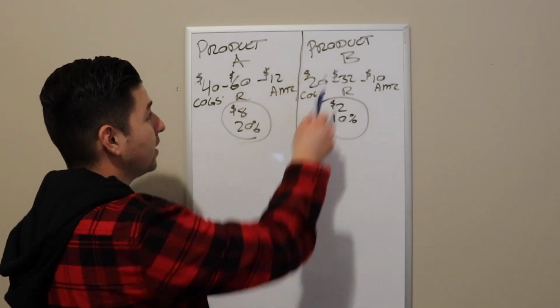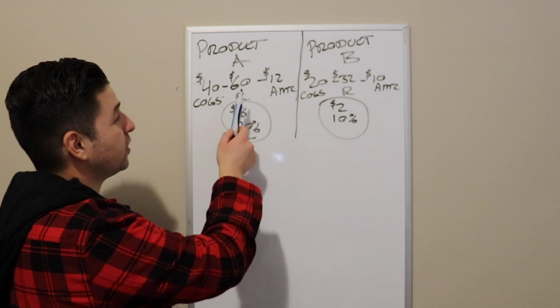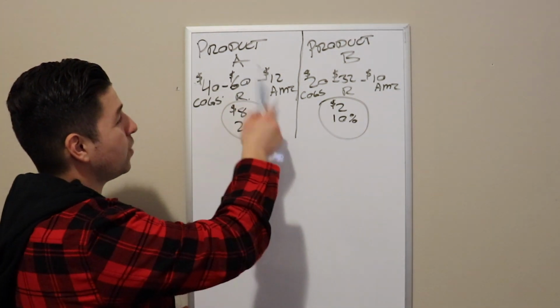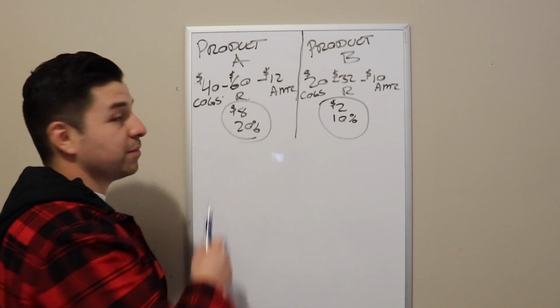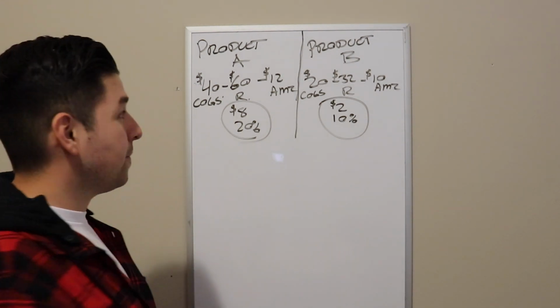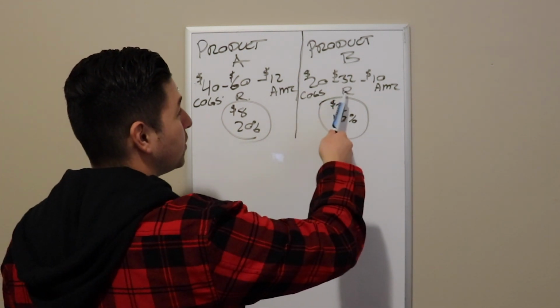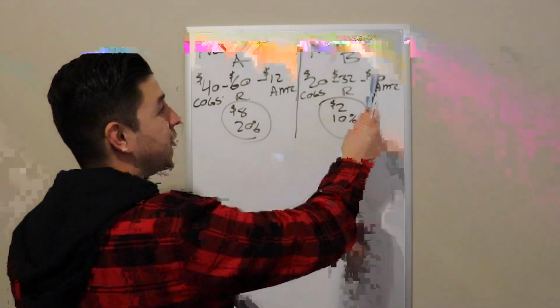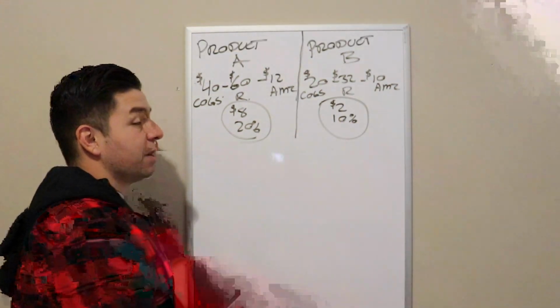So product A and product B, I've already done all the math. Product A, we bought it for $40, sold it for $60. Amazon took $12 for their fees, and we're left with an $8 profit, 20% return, okay? Product B, we have $20 cost of goods, our revenue was $32, that's what we sold it for. Amazon took $10 and we kept $2 profit with a 10% return.